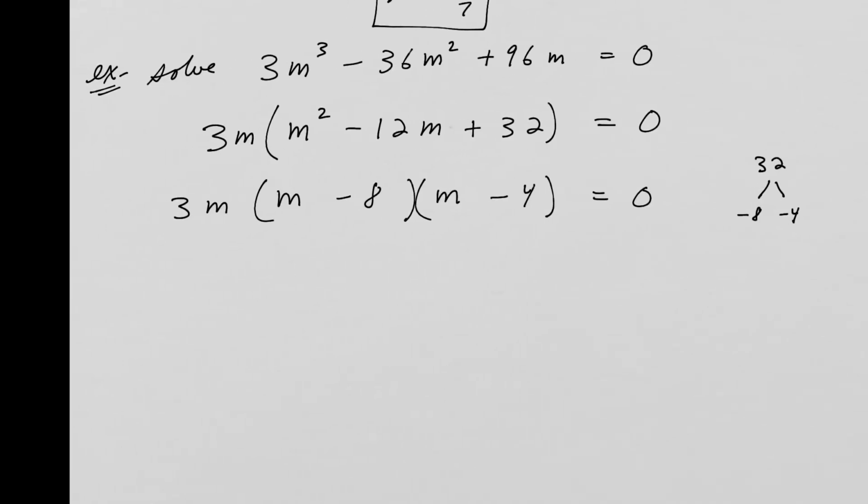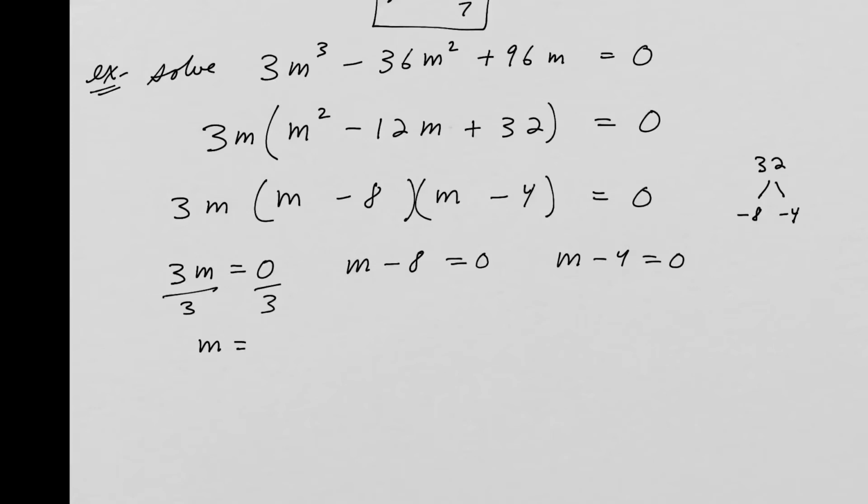So now, for the solutions, there's three possibilities. I have 3m, that could equal 0. M minus 8 could equal 0. Or m minus 4 could equal 0. Well, this one just says m is 0. In fact, if you want, you can formally divide by 3. And of course, 0 divided by 3 is 0. So that's one solution. M is equal to 0.